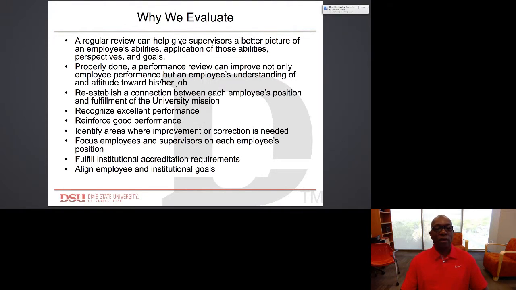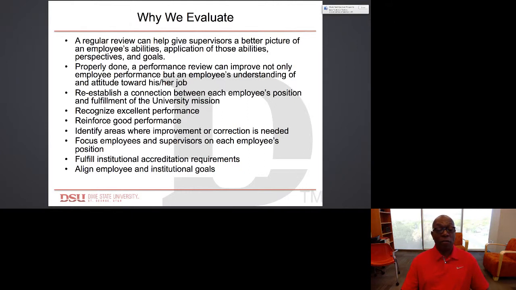Why do we evaluate our employees? A regular review can help give supervisors a better picture of an employee's abilities, application of those abilities, perspectives, and goals. Properly done, a performance review can improve not only employee performance, but an employee's understanding and attitude towards his or her job. We also have those evaluations to reestablish a connection between each employee's position and fulfillment of the university mission.